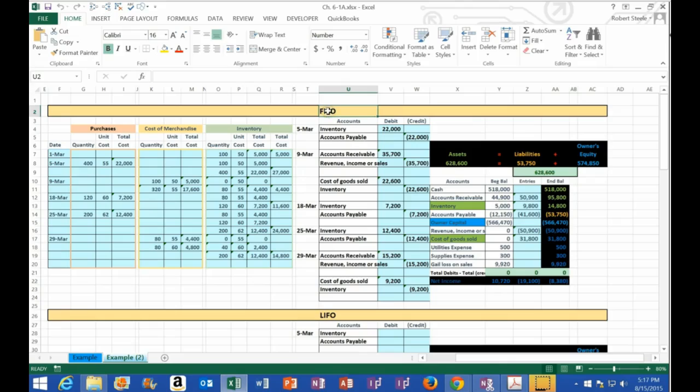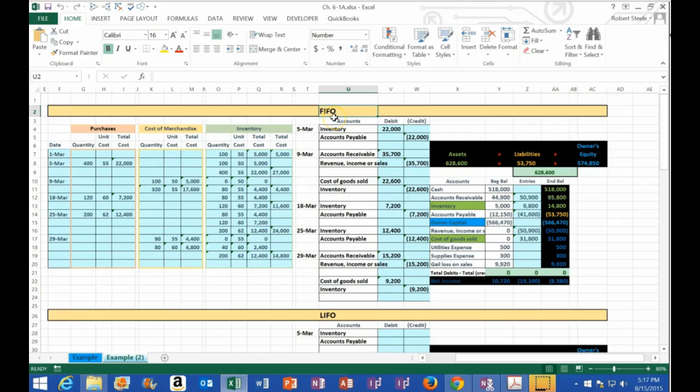FIFO assumes the first in is the first out, meaning the first ones we purchased are the first ones we sold, as we see here. LIFO is the opposite. We're going to assume that we sold the later items. LIFO can be very frustrating to many people because it's not what you would think the intuitive way of selling inventory would be, as FIFO would be.